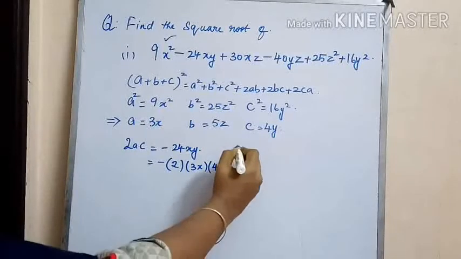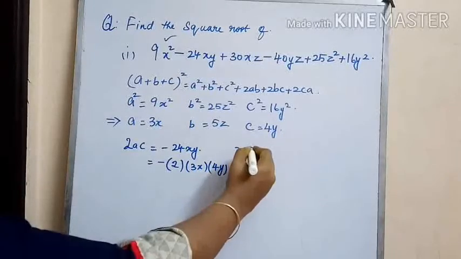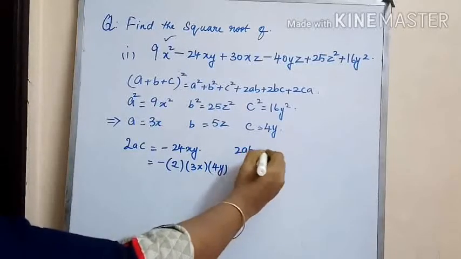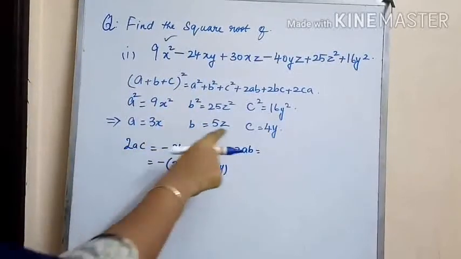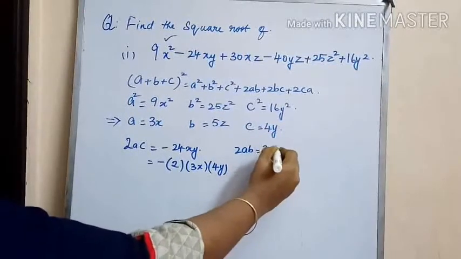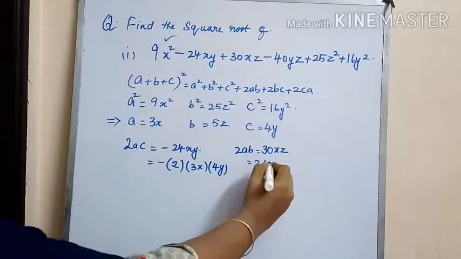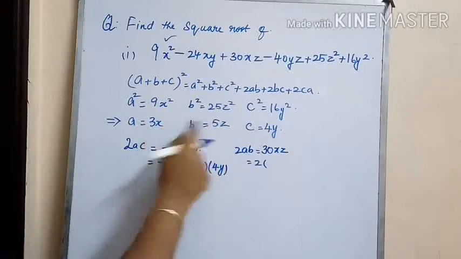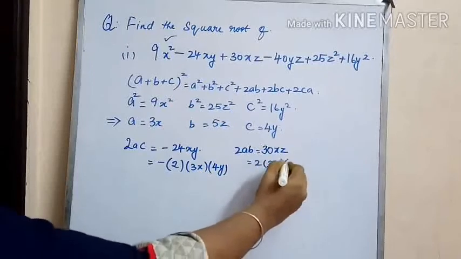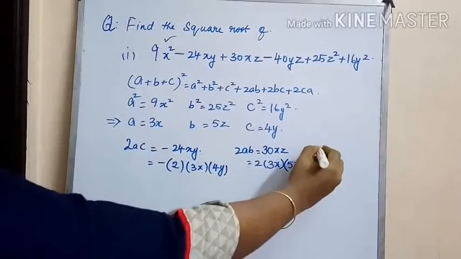So 4y. And we have 2ab as x and z. So which value as x and z? Substitute it here. So plus 30xz, which can be factorized as 2 into 3x into 5z.